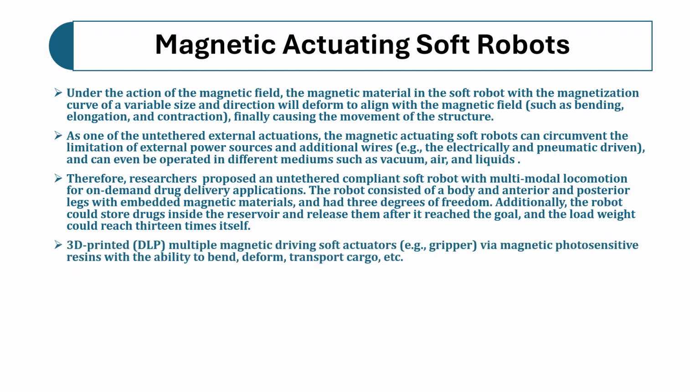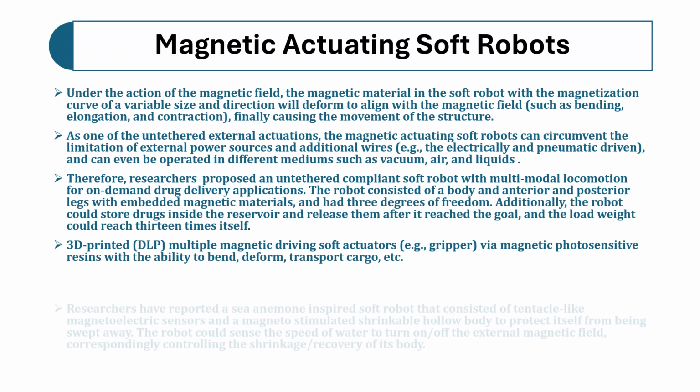Then we have one more example. The researchers proposed 3D printed magnetic driving soft actuators, we can say DLP. It has the ability to bend, to deform, and to transport cargo, etc. Means it can be deformed and do its functions accordingly.